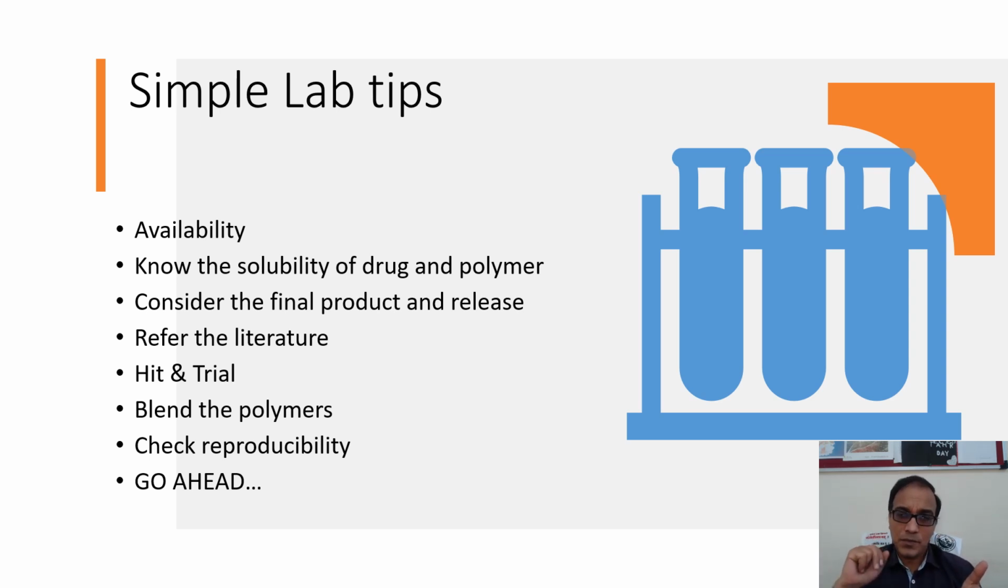Then when you are done with the hit and trial, make a blend of polymers. Why am I telling you this? Because if you take only one polymer, it won't give you much control over the drug release. Say, for example, my drug is a hydrophilic drug, say diltiazem hydrochloride, and I am preparing a delivery system with ethyl cellulose, which is a water insoluble polymer. Here the drug is water soluble, diltiazem, and ethyl cellulose is water insoluble.